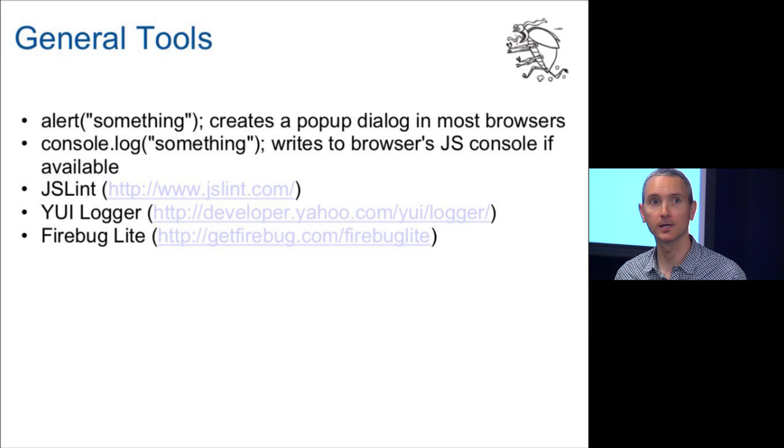YUI Logger is a tool set from the YUI library that actually gives you a console-like container that you can plug into your web page and write commands to. So it has like a log command that works very similar to console.log. So if you're in, for example, Internet Explorer and you don't have console available to you, you could plug in the YUI logger utility and log statements out to that. It's work to set up, but once you have it, it's pretty handy.